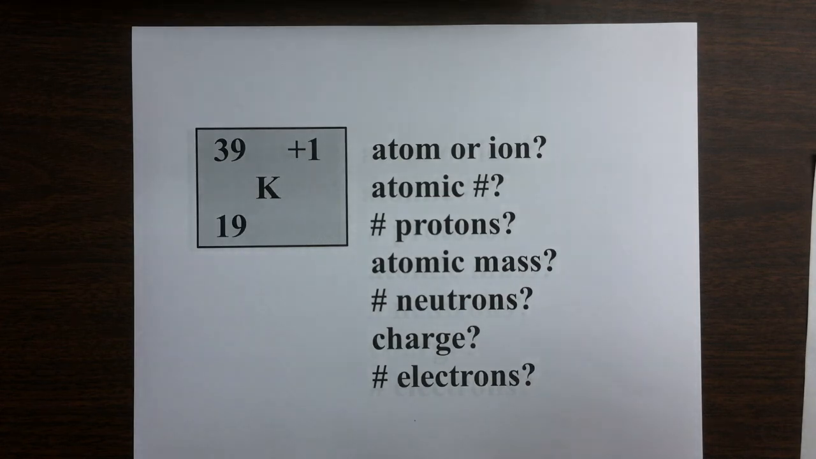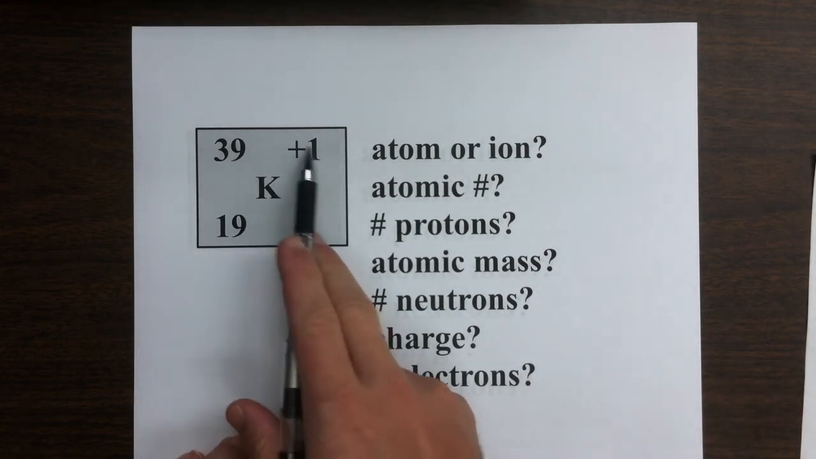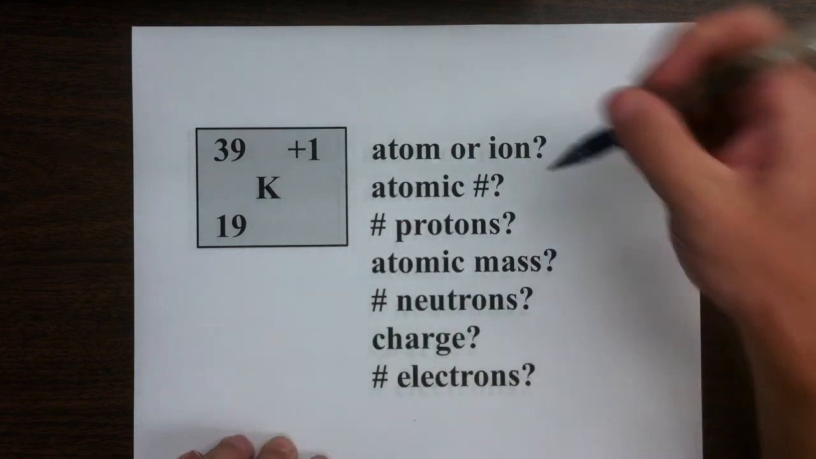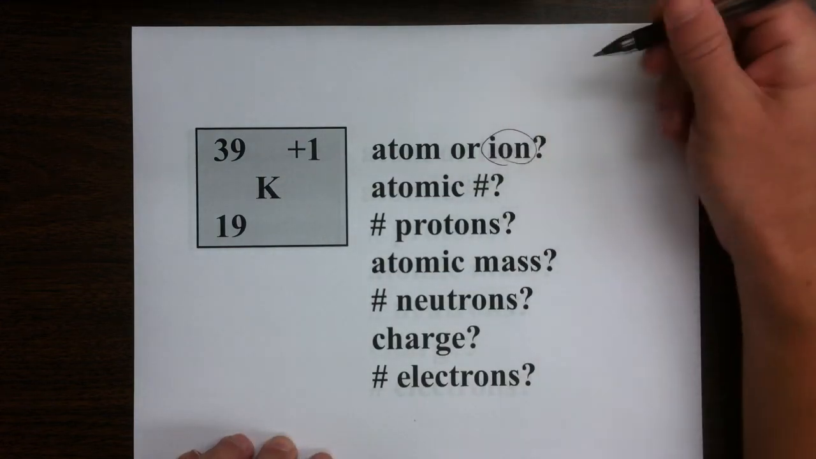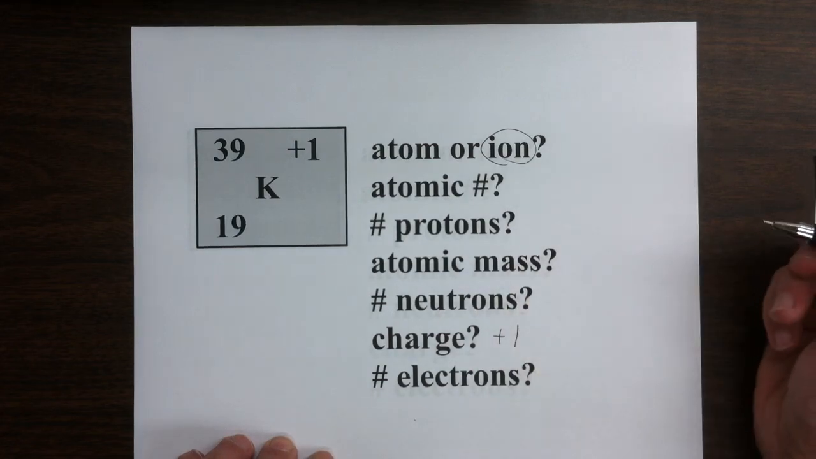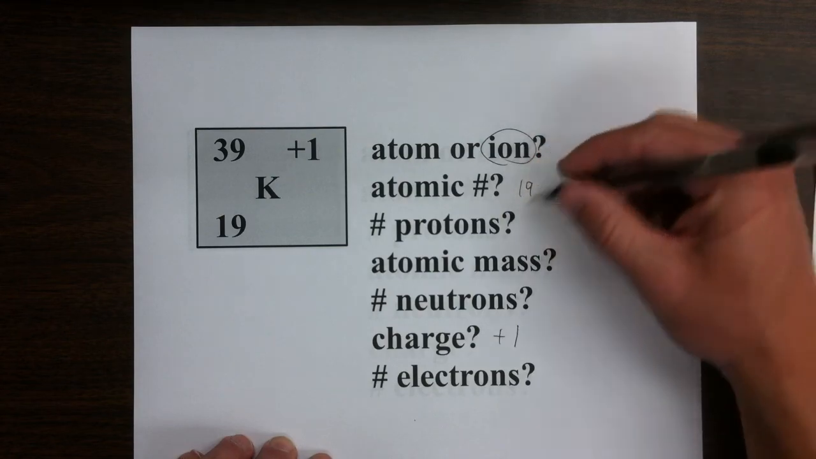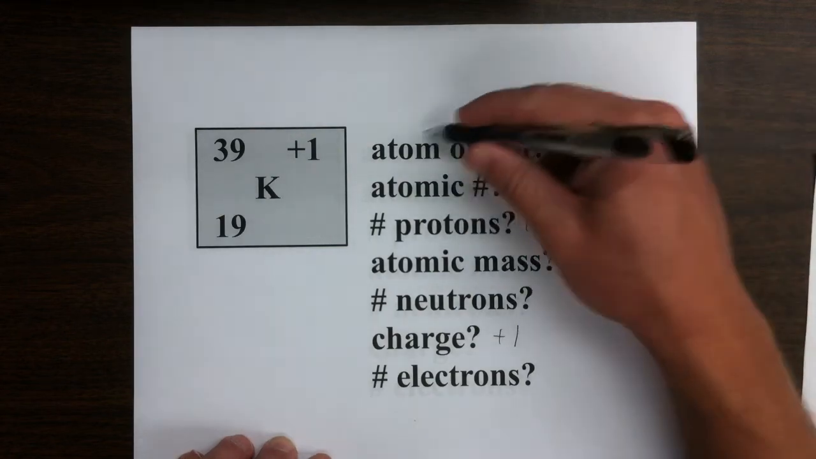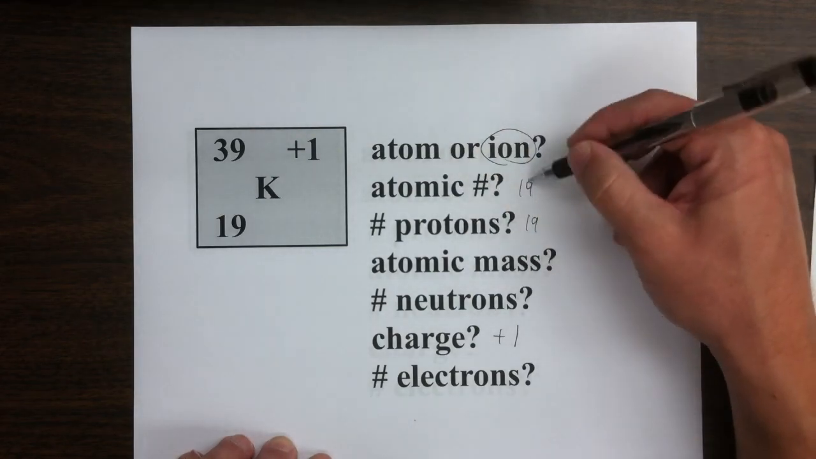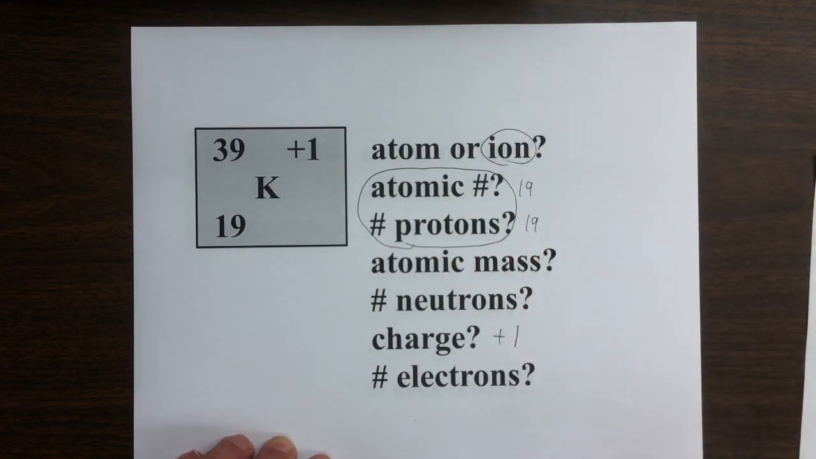Now you'll see that we have something different. In this case, we have a +1 up here. This means we have a net +1 charge, so instantly we know that this is an ion, and we may as well fill out this +1 charge down here. Atomic number, still in the same place, 19, therefore still 19 protons. Atom or ion does not change this relationship. These are always the same.